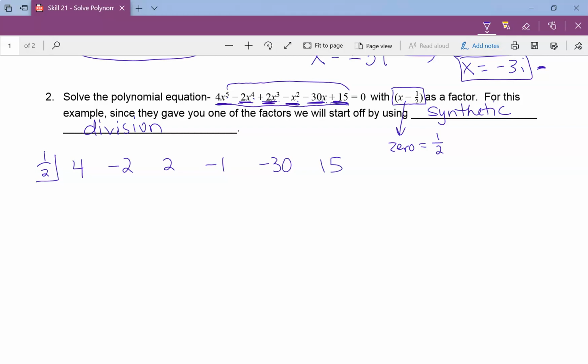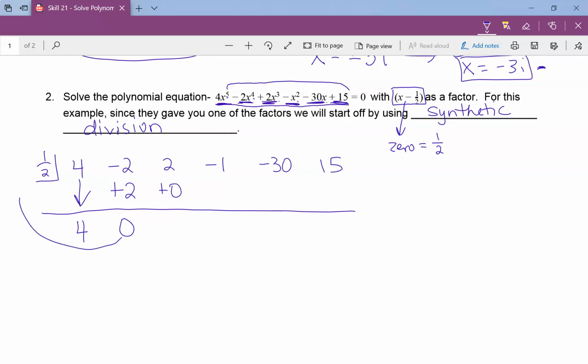Okay? Now the way that synthetic division works is you bring down the first term and write that down. And then you're going to take that 4 and multiply it by 1/2. So 1/2 of 4 is 2, positive 2. Negative 2 plus 2 is 0. 1/2 of nothing is still nothing.